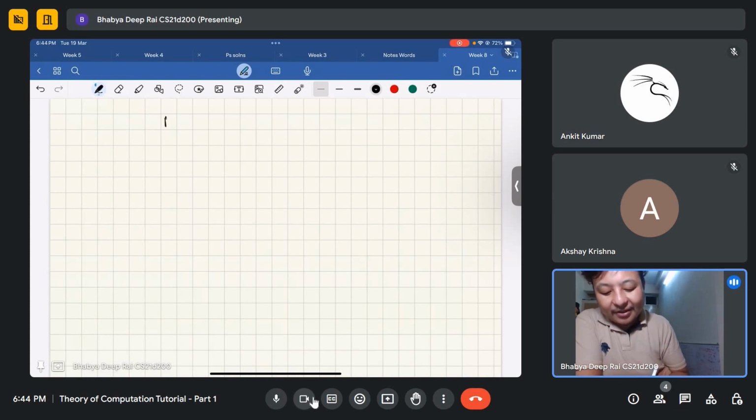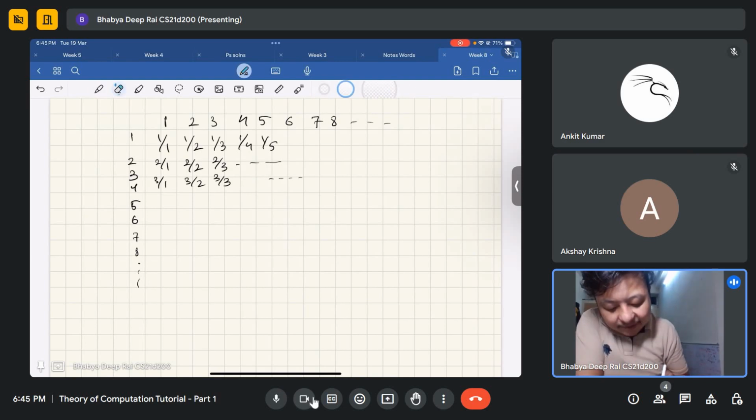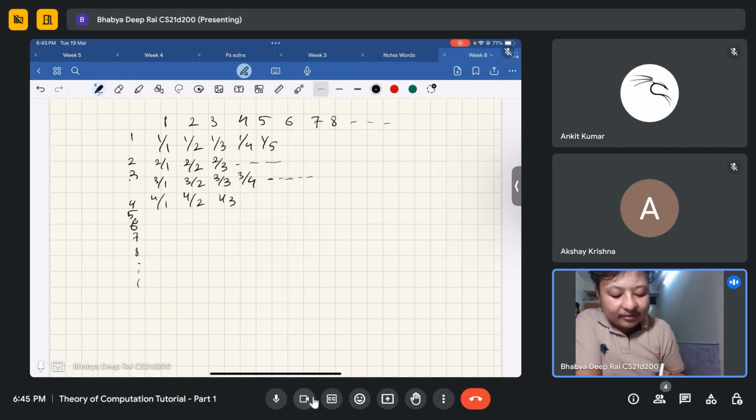It's like this. You list them out like 1, 2, 3, 4, 5, 6, 7, 8, and so on, and 1, 2, 3, 4, 5, 6, 7, 8, and so on. And this is 1 by 1, 1 by 2, 1 by 3, 1 by 4, 1 by 5, 2 by 1, 2 by 2, 2 by 3, and so on. 3 by 1, 3 by 2, 3 by 3, 3 by 4, and 4 by 1, 4 by 2, 4 by 3, and so on.